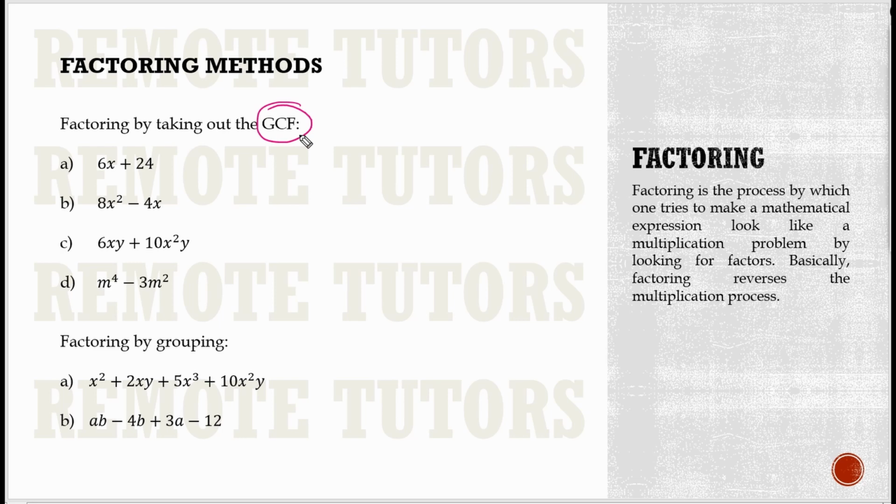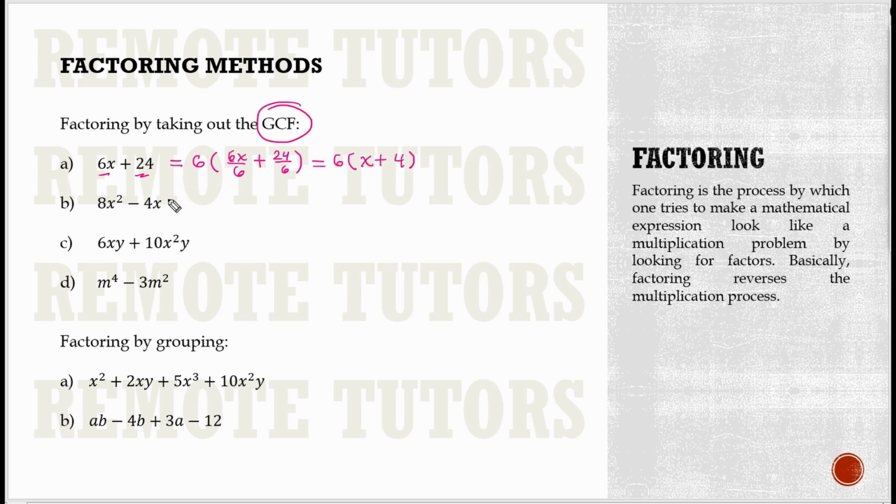Factor out the greatest common factor. So the first step is to pull out the greatest common factor of 6x and 24. That's 6. And next, open brackets, 6x divided by 6 plus 24 divided by 6. So the factored form is 6 times x plus 4.